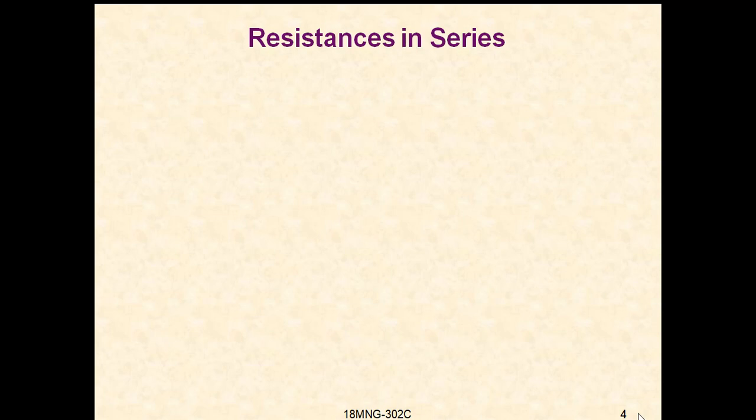What is a resistance? A resistance is nothing but a property of a material which opposes the free flow of electrons. And this resistance is represented by capital R, and the unit for this resistance is ohms.